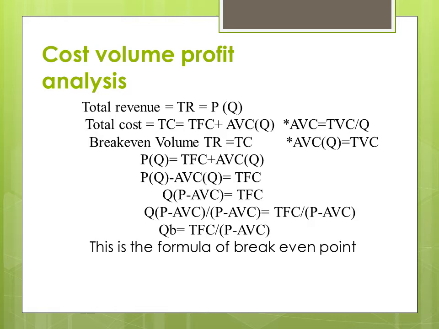So by substituting the values of total revenue and total cost, we get price times Q is equal to total fixed cost plus average variable cost times Q. So you can see that total fixed cost is also equal to PQ minus average variable cost times Q. So total fixed cost is equal to Q times (price minus average variable cost). By dividing both sides by price minus average variable cost, we get the formula of the break-even point.